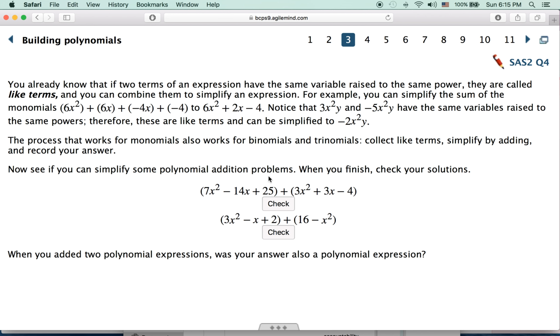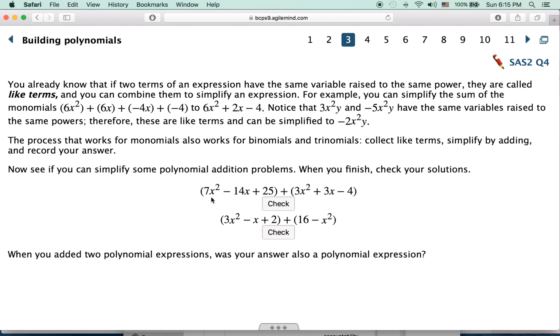So we're going to review operations on polynomials. When we add polynomials, we want to combine like terms. What is a like term? A term is a part of the polynomial, like here 7x squared is a term, minus 14x is a term, and plus 25 is a term. We need to add like terms when we add polynomials.